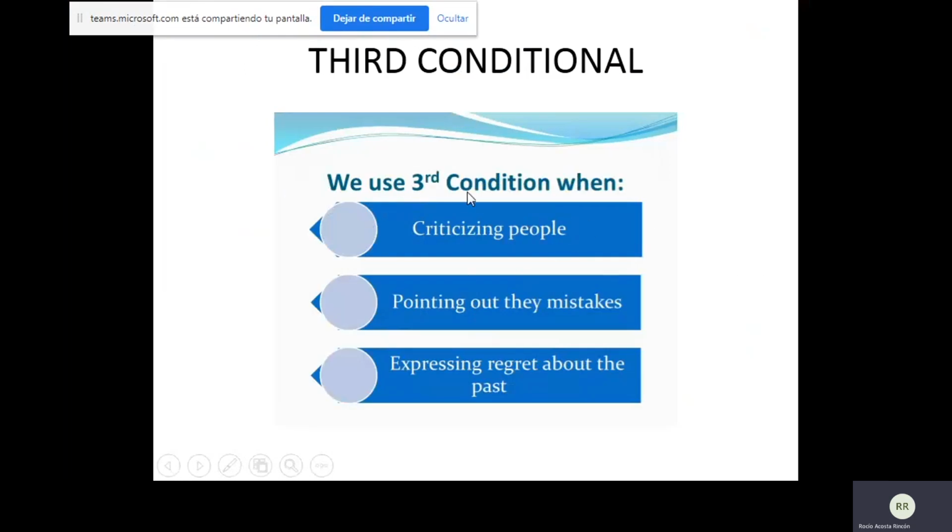Now, we additionally use the third conditional when we want to criticize people, point out their mistakes, or express regret about the past. So something that we cannot change, okay?